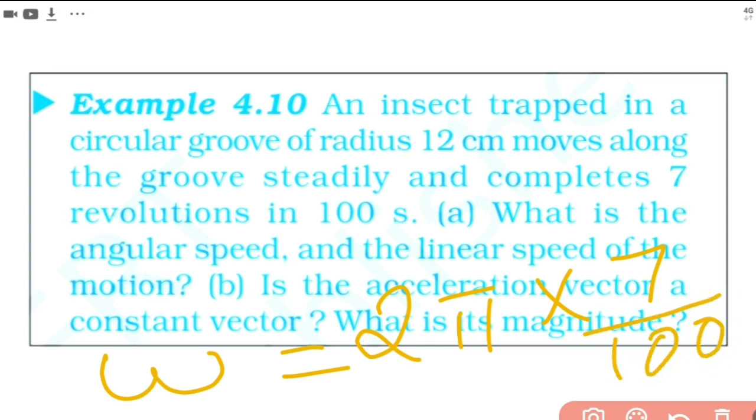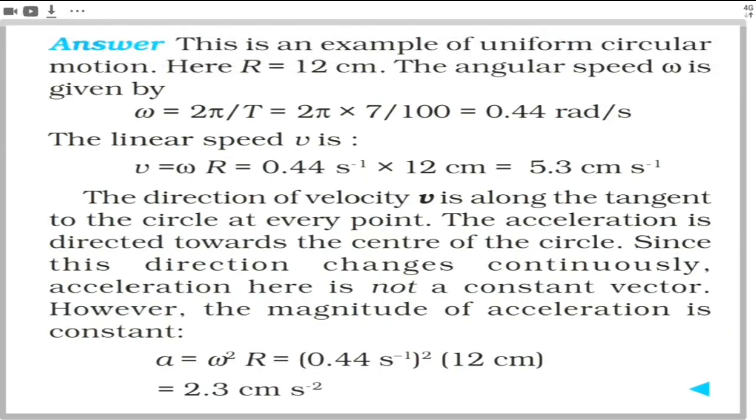So knowing omega, we can calculate V. So that's what we have done here. Omega equal to 2 pi by T, that is the same as 2 pi nu, and we have 2 pi into 7 by 100. You will get it to be 0.44 radian per second. And from that you can find linear velocity or linear speed. V is equal to omega r. So you'll get 5.3 centimeter per second. Here we haven't converted that 12 centimeter to meter, so you will be getting the answer in centimeter per second.